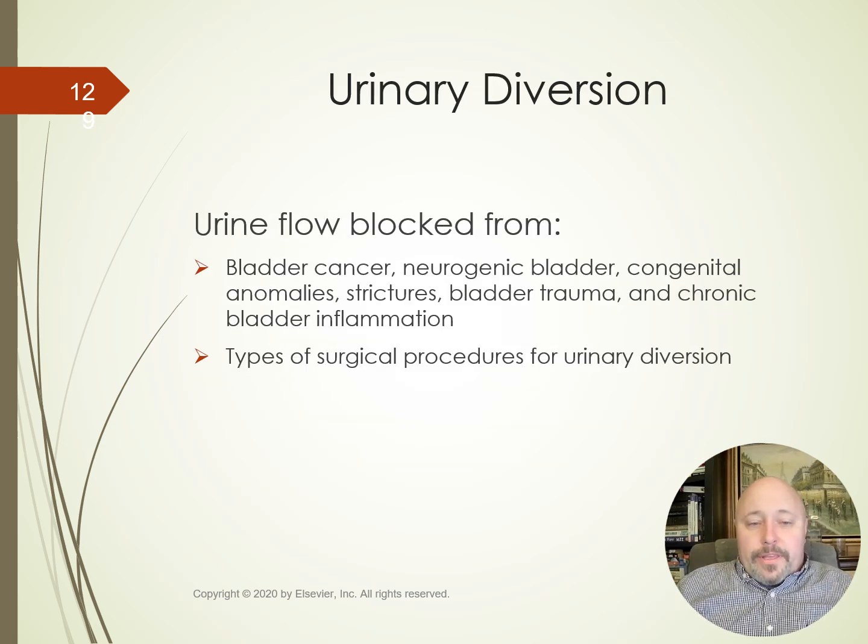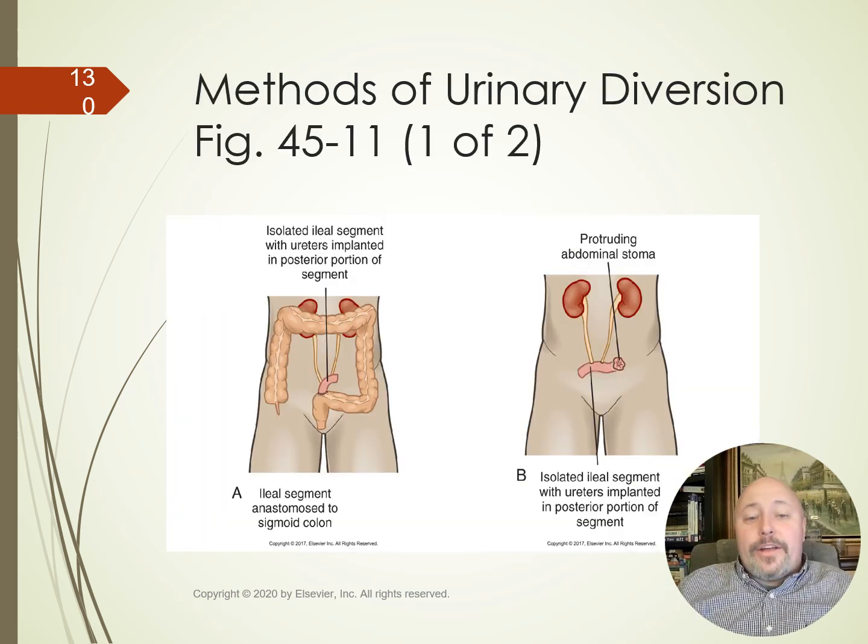Urinary diversion. This is used when urine flow is blocked from bladder cancer, neurogenic bladder, congenital anomalies, strictures, bladder trauma, and chronic bladder inflammation. And the types of surgery procedures used for diversion will depend greatly on where it is blocking it. Here in figure 45-11, we just have a diagram of the different methods of urinary diversion.